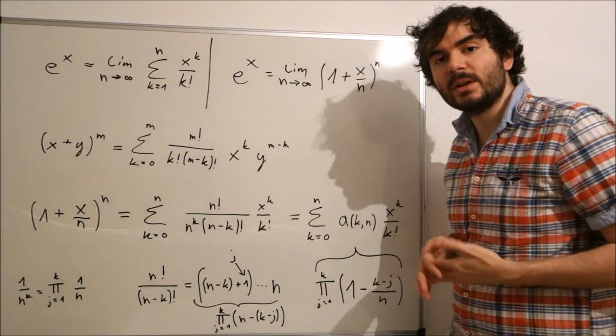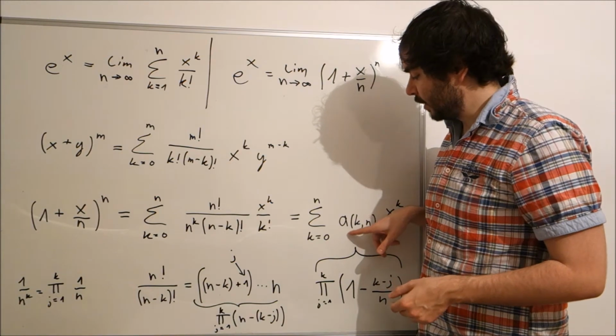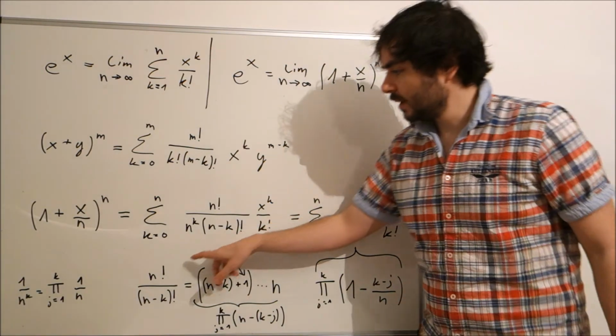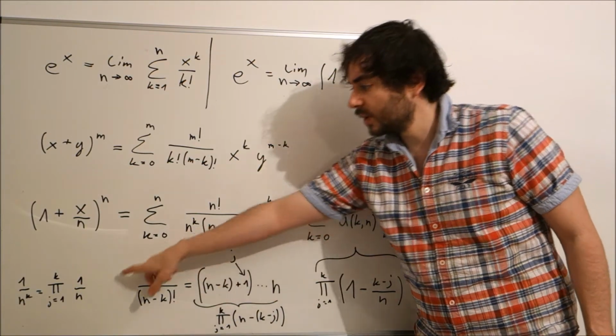So that's something we already know. But we can now take a closer look. So what is this a? Well, let's write 1 over n to the power of k as a product.